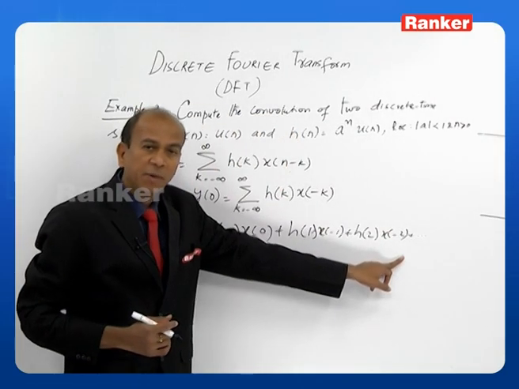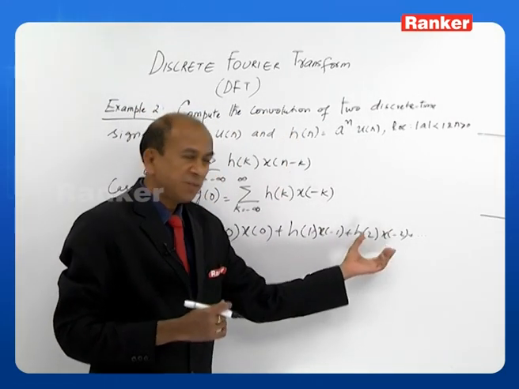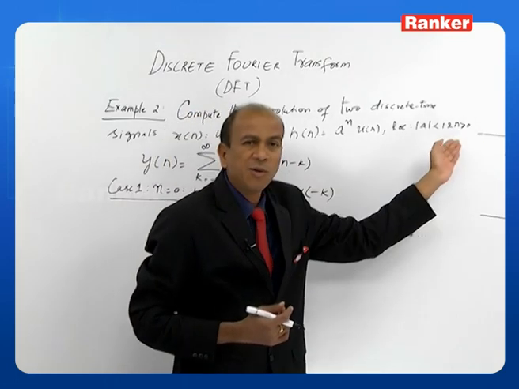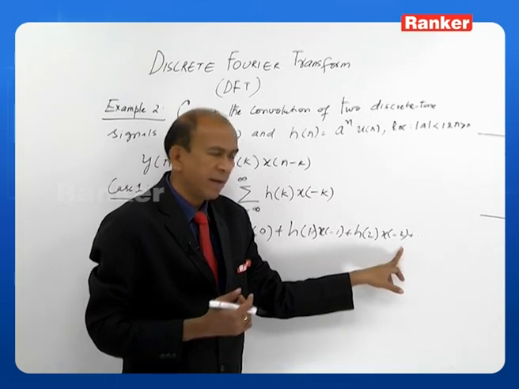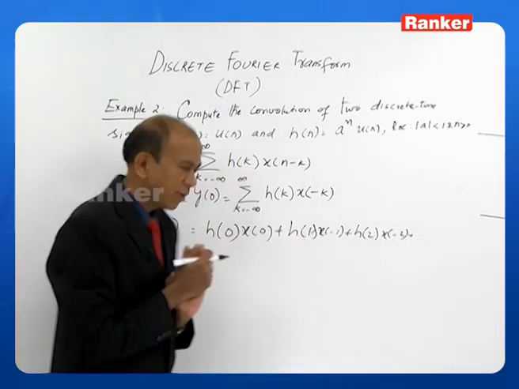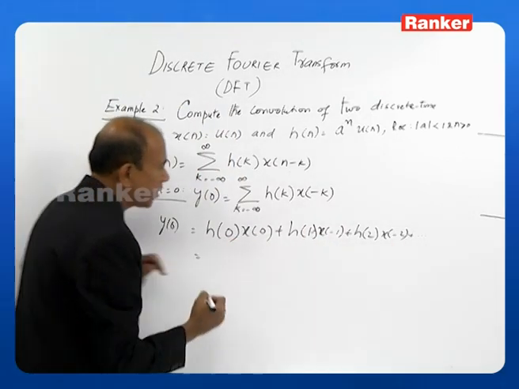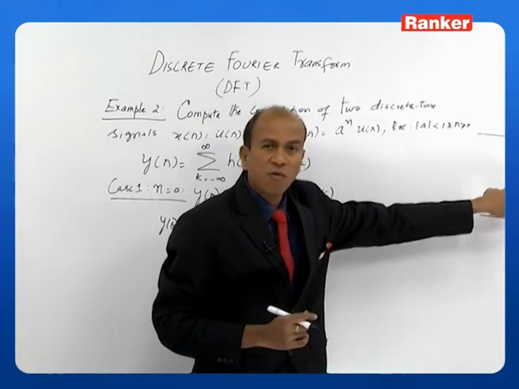Why am I stopping here? Because whenever x becomes negative, there are no values here. So even if I write up to n also, it doesn't exist. So we are stopping at x of minus 2, just in case. Okay. Now, what is h of 0 here? If you look at this, h of 0 has a value of 1.